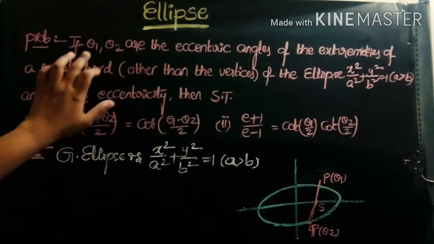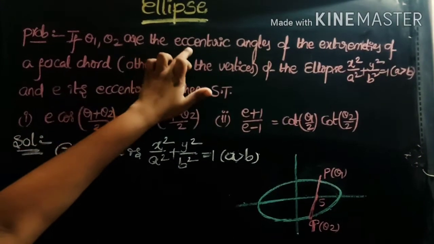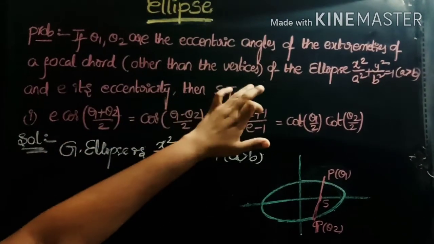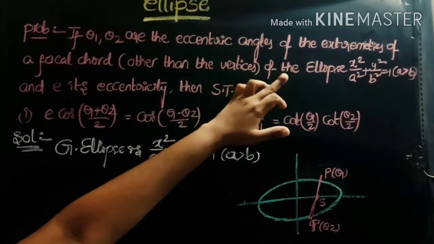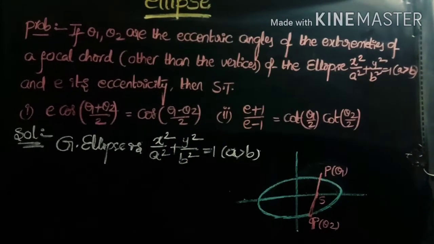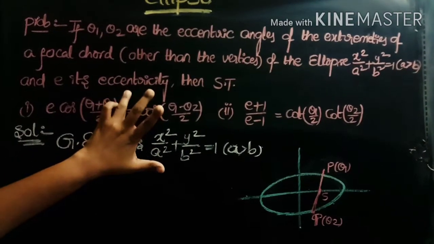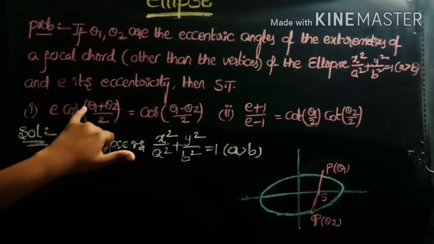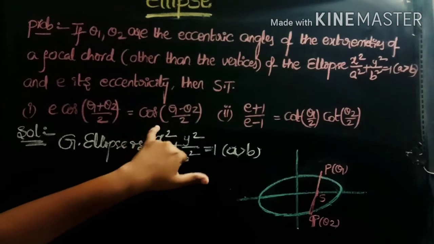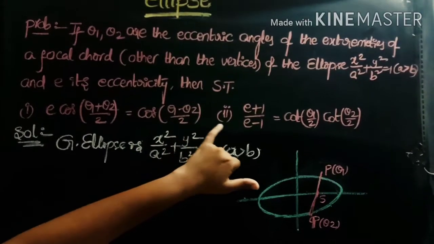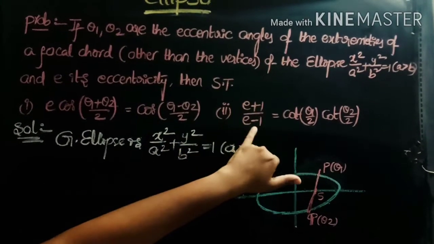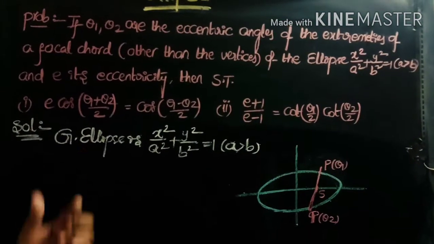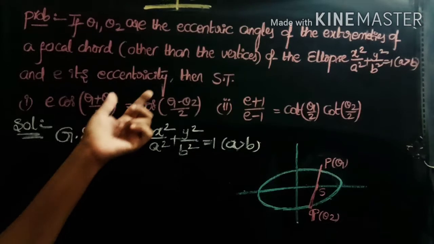Next problem. If theta 1, theta 2 are the eccentric angles of the extremities of a focal chord other than the vertices of the ellipse x square by a square plus y square by b square is equal to 1, a greater than b, and e is its eccentricity, then show the first result, e cos of (theta 1 plus theta 2) by 2 is equal to cos of (theta 1 minus theta 2) by 2, and the second result, (e plus 1) by (e minus 1) is equal to cot theta 1 by 2 into cot theta 2 by 2. So from the first result we can deduce the second result.